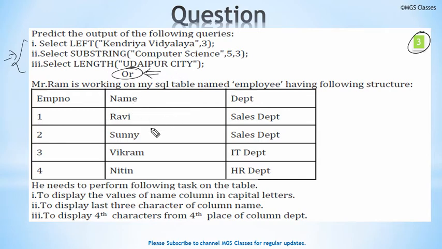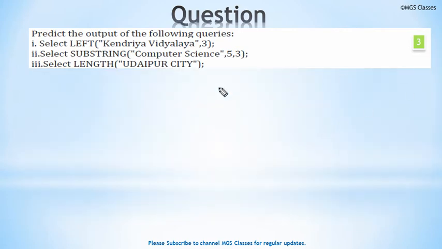And in the OR question, it is asked to write down the SQL queries for these three questions based on the table given above, that is named employee. So let's see the first portion of the question first, and then we will see the second portion. The first portion is very simple. So I will predict the output of this.